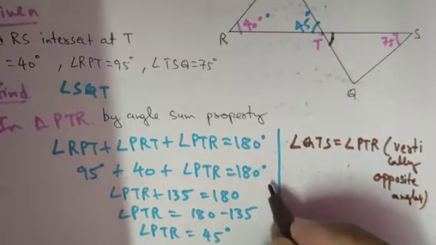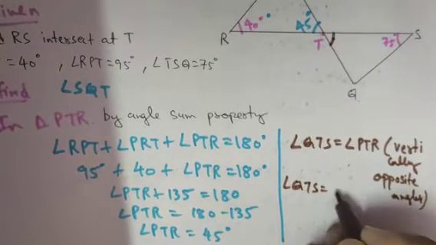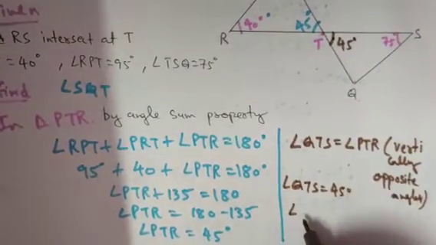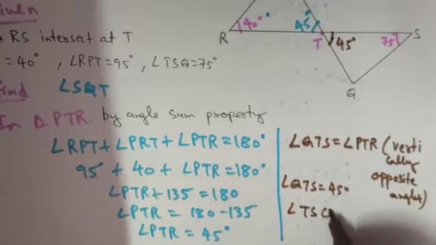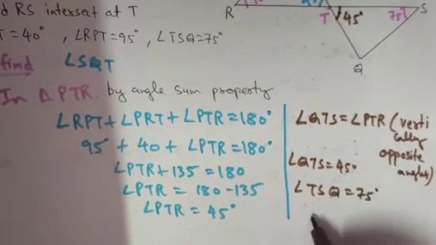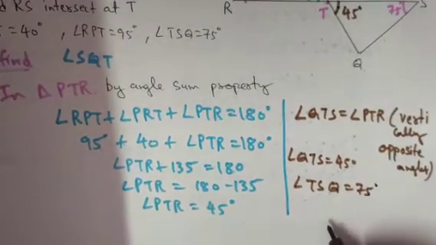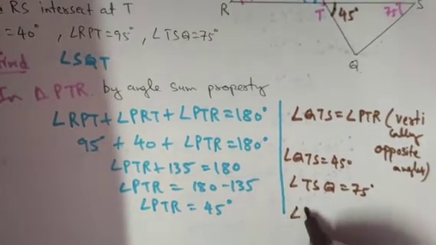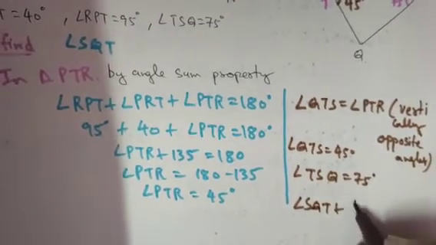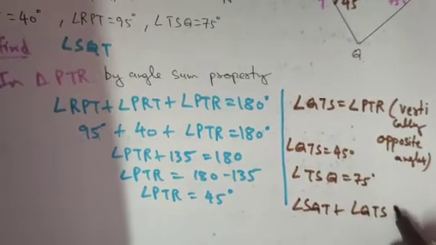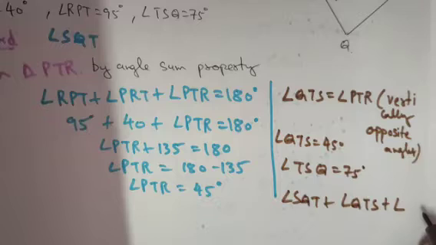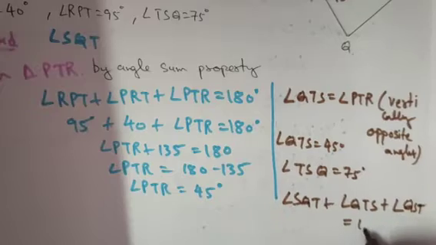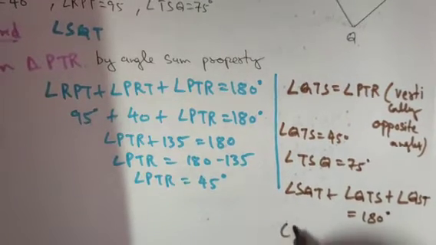So with this we can say that angle QTS is equal to 45 degrees. Angle TSQ is already given as 75 degrees, and we need to find the third angle SQT. So angle SQT plus angle QTS plus angle QST will be equal to 180 degrees. Why? Angle sum property of triangle.